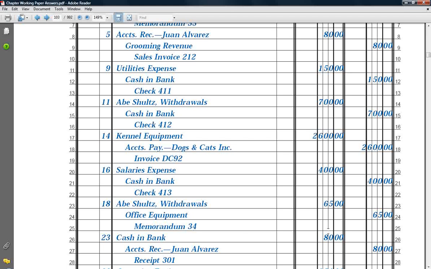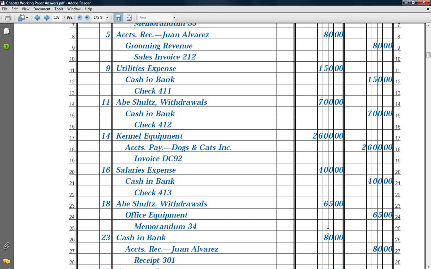The owner withdrew funds from the business. Transaction on the 11th. As soon as we see a check as a source document, we know we credit cash in bank. Why did we write that check? It was for the owner. So we have the contra account of withdrawals to the owner's capital account. Abe Schultz withdrawals has a normal debit balance, increases with a debit, decreases with a credit. Cash in bank, an asset, decreases with a credit, increases with a debit. So we debit Abe Schultz withdrawals for $700, credit cash in bank for $700. Source document, check, $412.